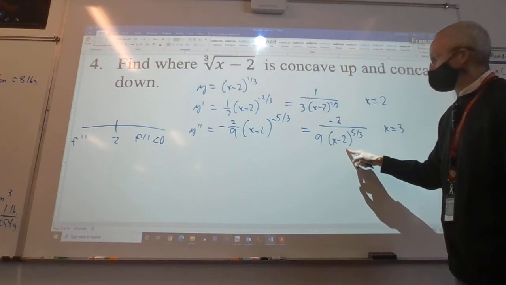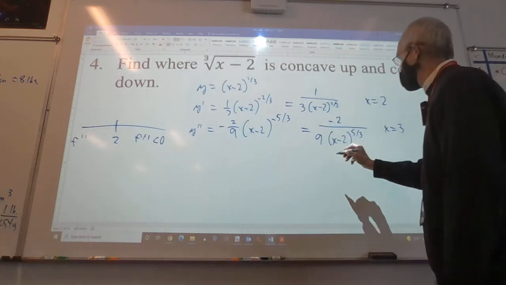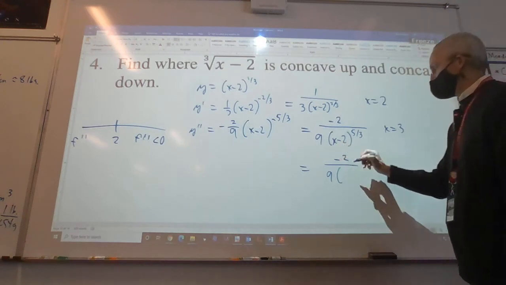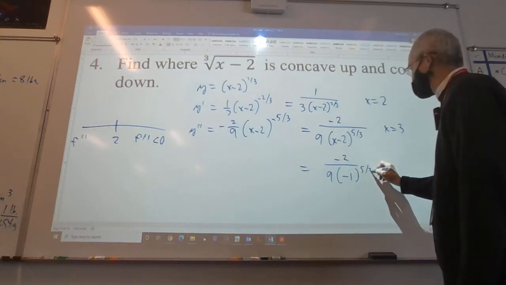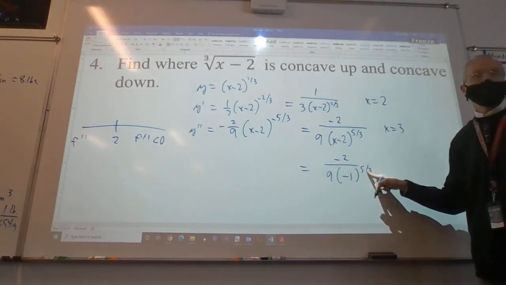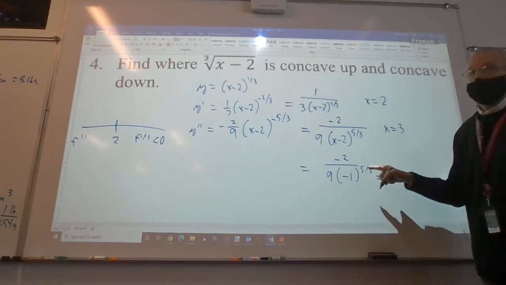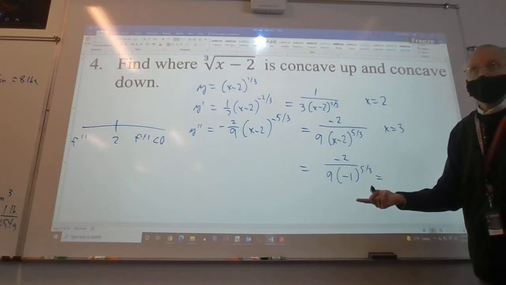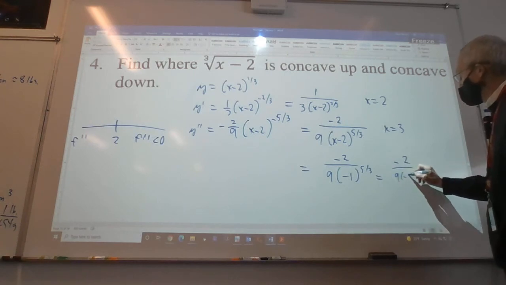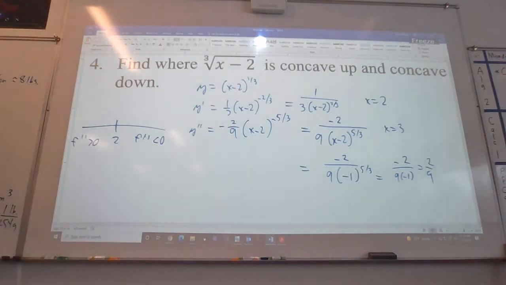Let's say x equal, what's a good number? 1? Why not? Let's say x equals 1. When x equals 1, it's negative 2 over 9 times 1 minus 2, negative 1 to the 5/3. Negative 1 to the 5th is negative 1, odd, right? The cube root of negative 1 is negative 1. Negative 1 times negative 1 times negative 1 is equal to negative 1. So this is negative 1. So it's negative 2 over 9 times negative 1, which is 2/9. So the second derivative is greater than 0 over here.